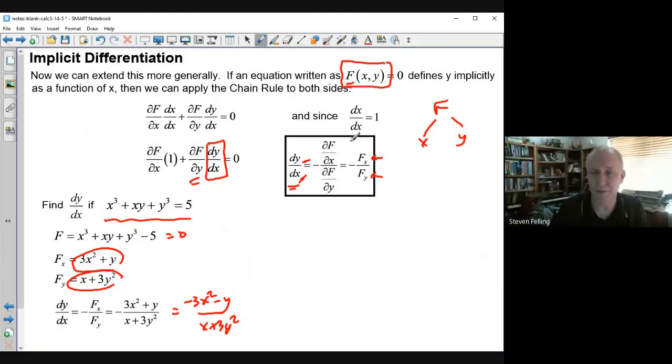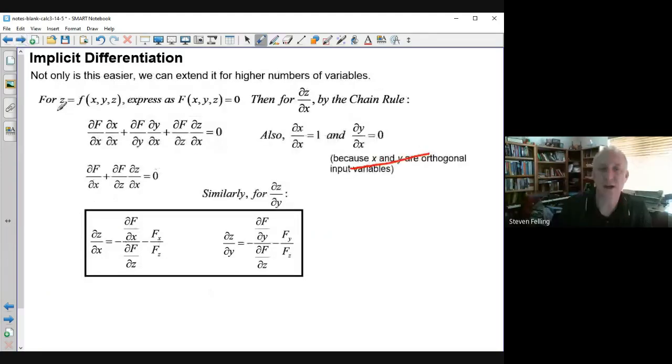And the neat thing about thinking about it this way is we can extend this to a higher number of variables. So let's say we had z as a function of x, y, and z, and we want to express that as some function here. We want to find the partial derivative of z with respect to x by the chain rule, right? So if we have our generic function f, which is a function of 3 input variables, with everything on the left equal to 0, then the chain rule would say that this is df/dx dx/dx plus df/dy dy/dx plus df/dz dz/dx, and that has to equal the derivative of 0, which is 0, right?